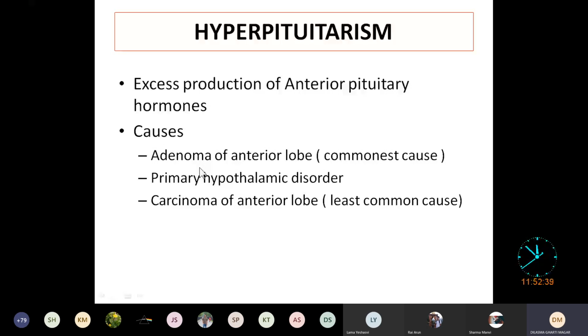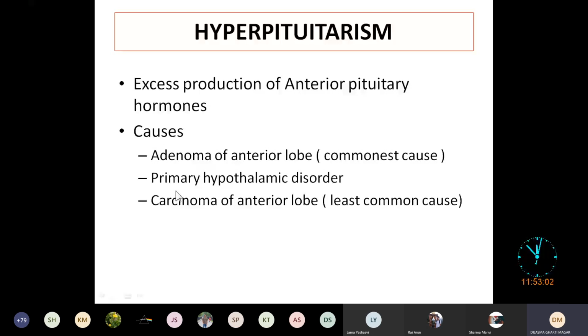Okay. So adenoma of the anterior lobe, or the anterior pituitary. It's a benign tumor, and usually these are small tumors. The pituitary space, or the sella turcica area, is also very tiny, isn't it? So here the tumor doesn't grow very large. It will be 1 centimeter or less than 1 centimeter.